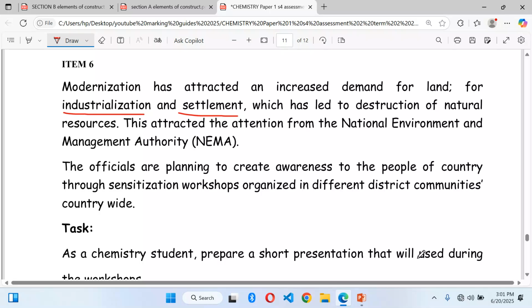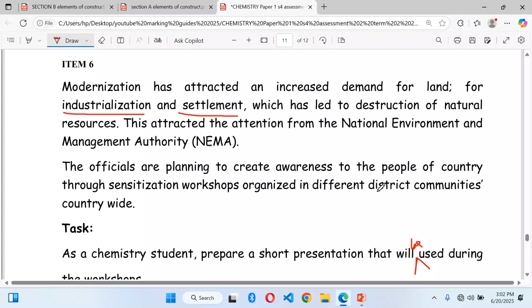There's something missing here. It will be used during the workshop. Now, before you go any further, first look at the scenario. Identify the human activity. After looking at the human activity, look at which natural resource is being affected by that human activity. And then there you can begin.